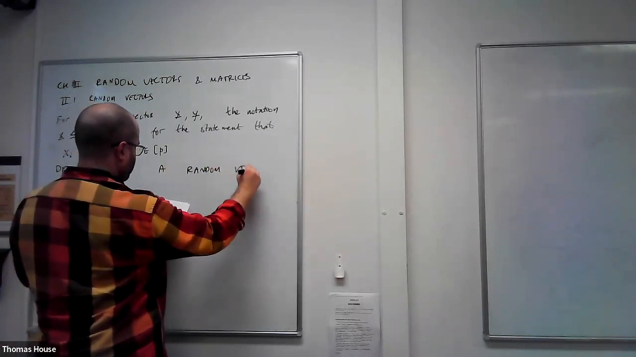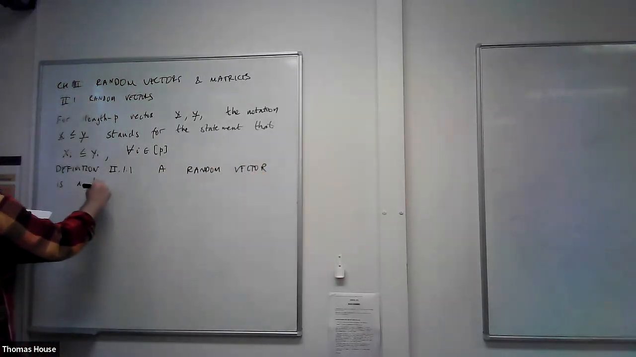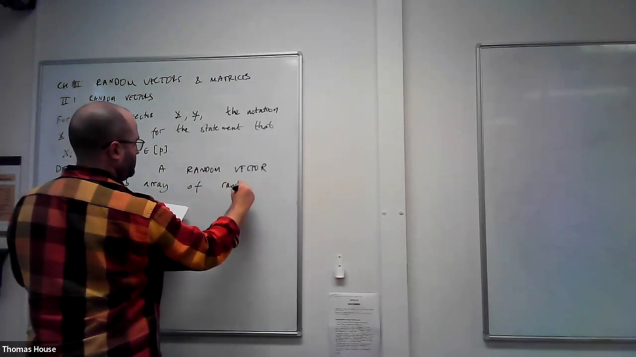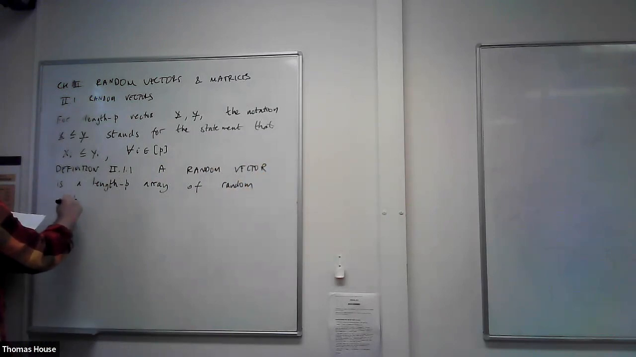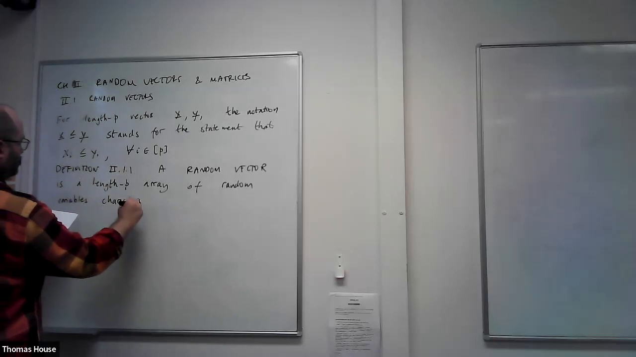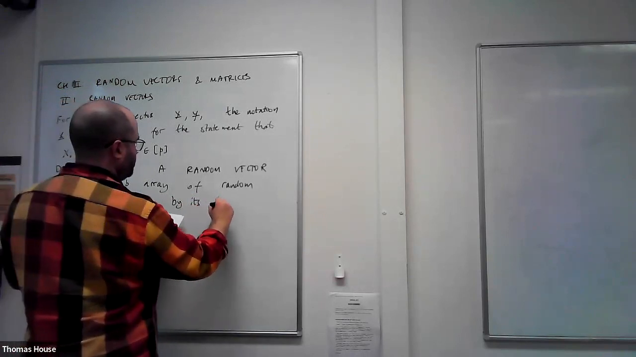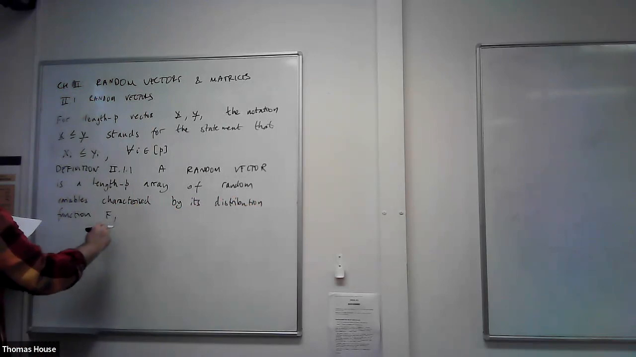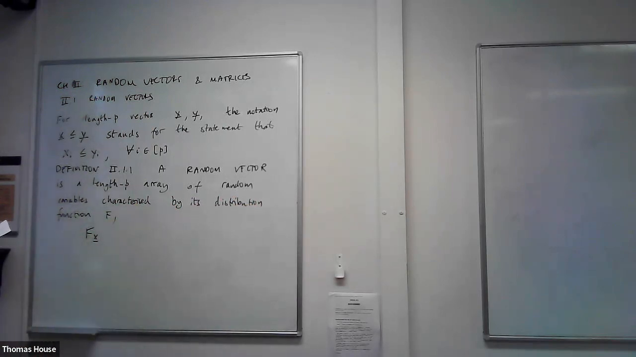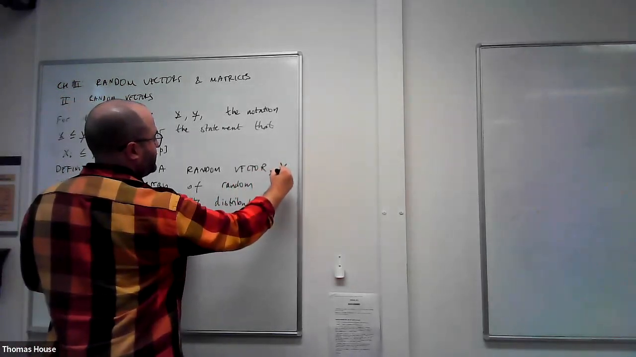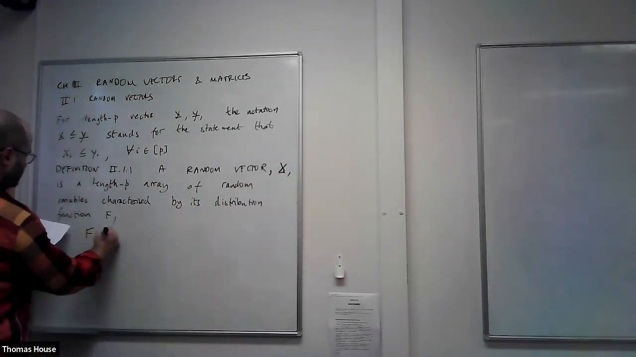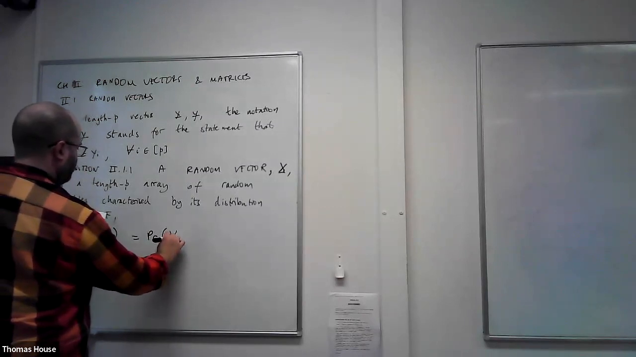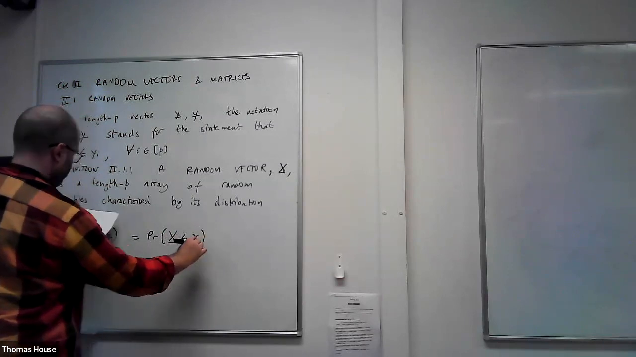So a random vector is a length P array of random variables characterized by its distribution function F. Okay, and F is subscripted with big X, the random vector, and it's evaluated at a value little x. And that is the probability that each element of big X is less than or equal to little x.